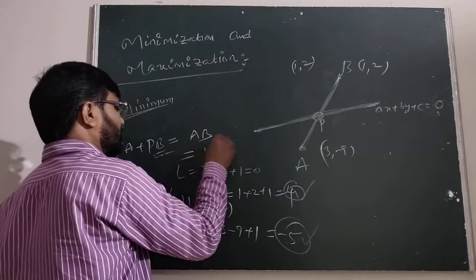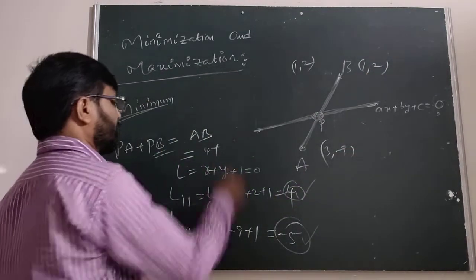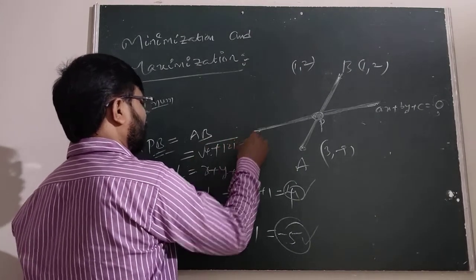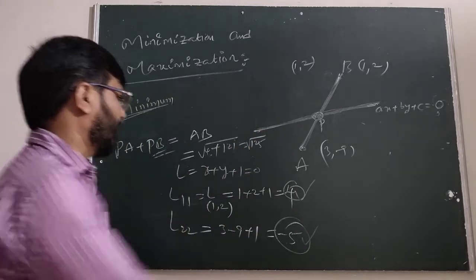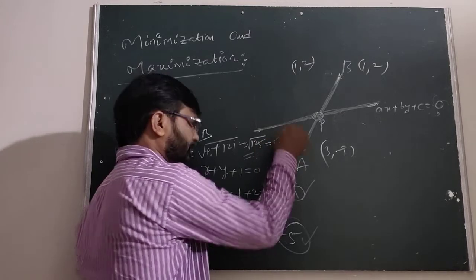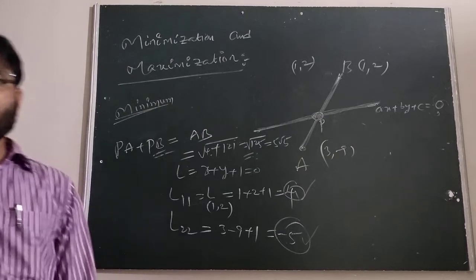whole square is the 4. This is the 2 plus 9, that is 11. 11 square is the 121. Therefore now this is 125. 125 is the 25 into 5. This is the minimum distance, the 5 root 5. Is it clear? How to find the point on the line when PA plus PB is minimum?